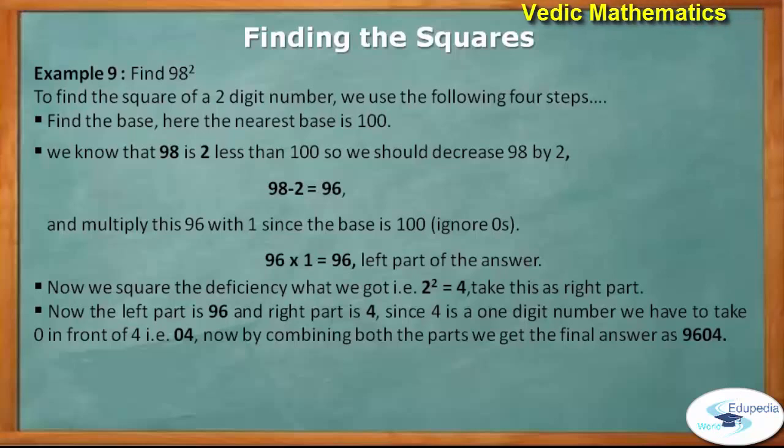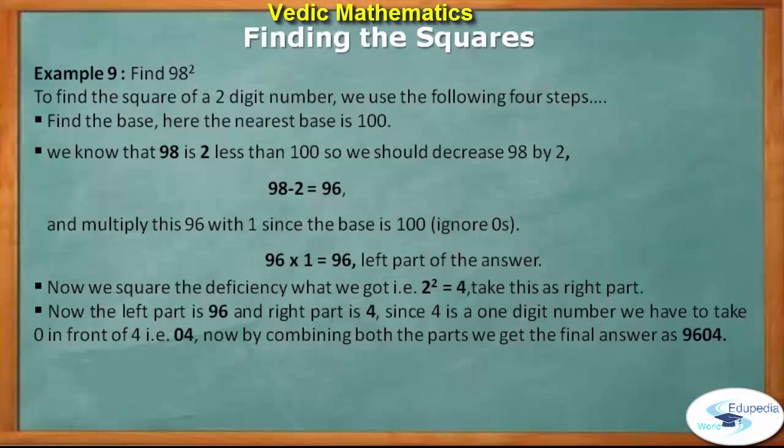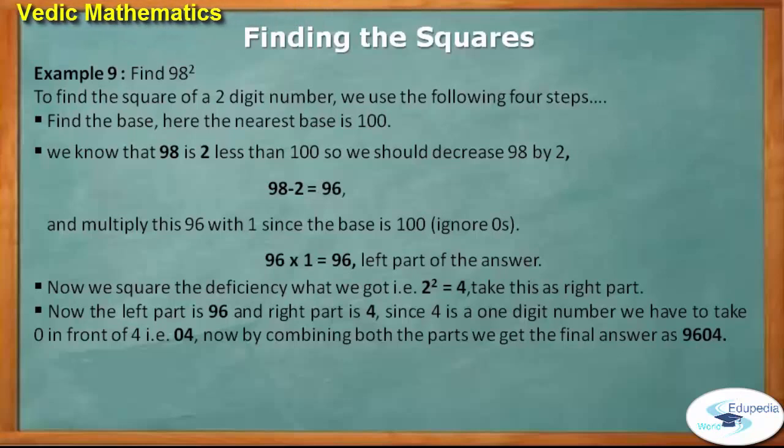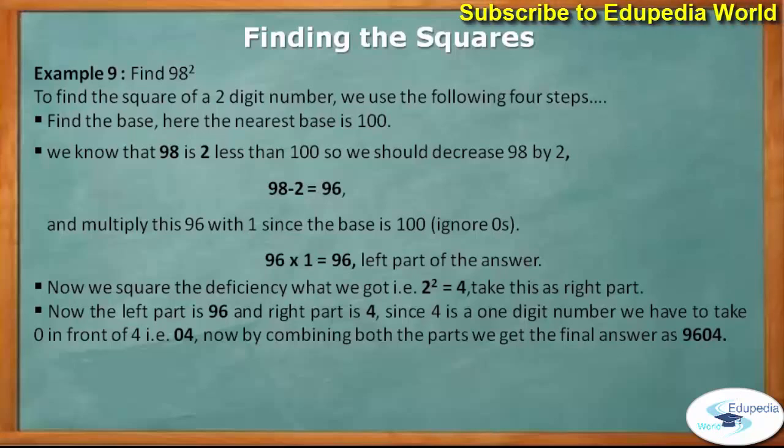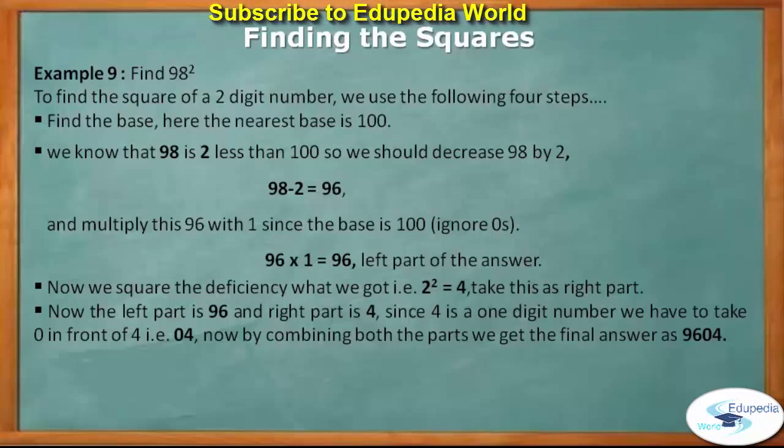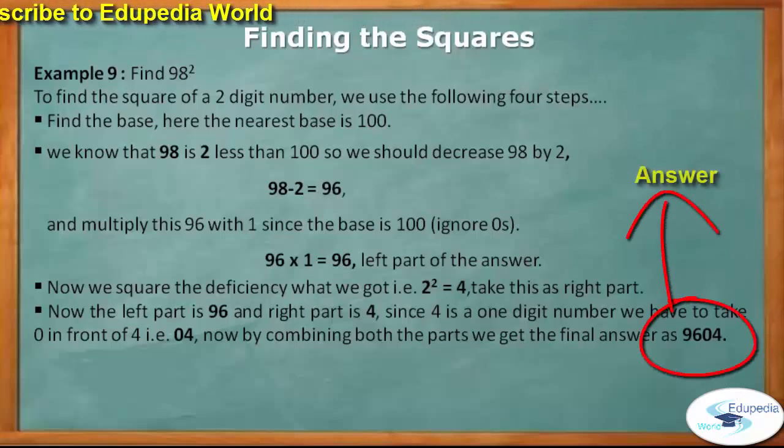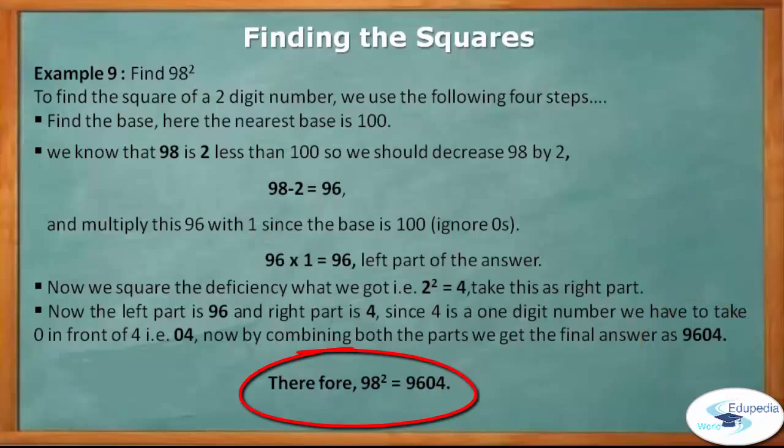So in order to make them equal, I am going to place a 0 in front of the right part of the answer, that is 4. And by placing the number 0 in front of the 4, that is 04, the number of digits in the right part of the answer will be equal to the number of zeros in the base. So now by combining both the parts, we will get the final answer as 9604, and therefore we can say that 98 square is equal to 9604. So guys, this is the way how we can use Nikhilam Sutra in finding the squares very easily.